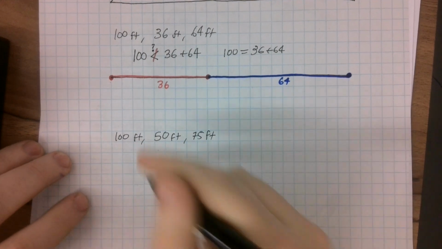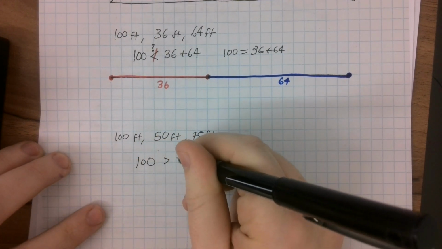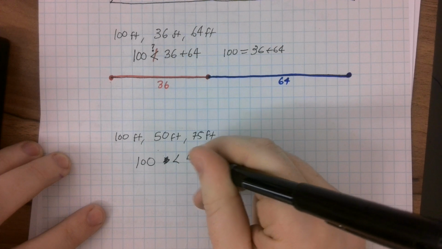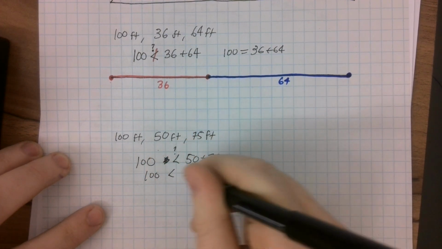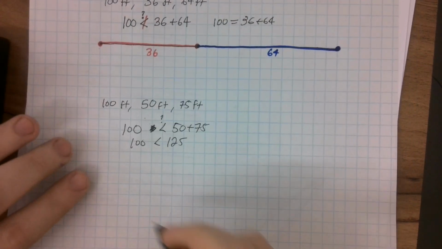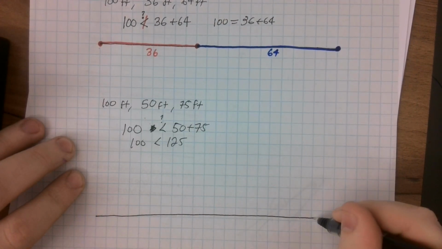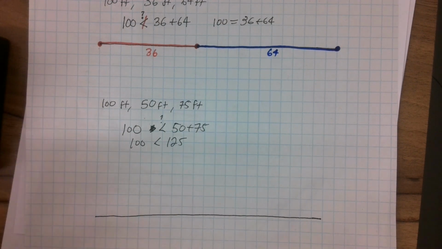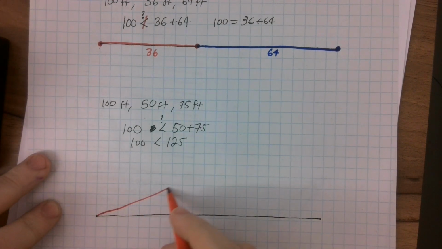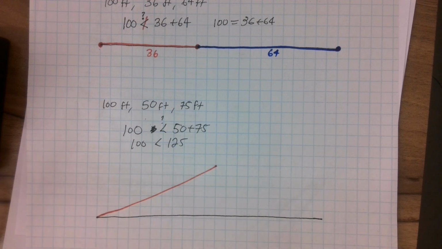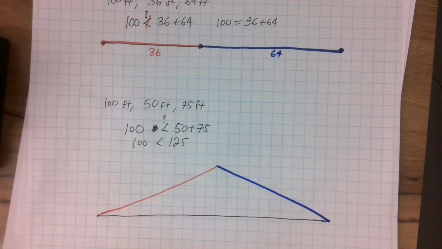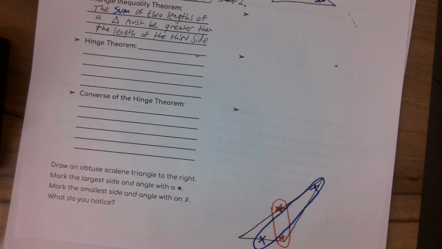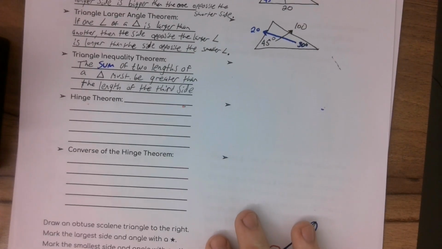This one will work because 100 is less than 50 plus 75, 100 is less than 125. So we'll end up with a triangle that looks like this. Here's 100, 50, and 75. We'll have a correct triangle. That is the triangle inequality theorem.